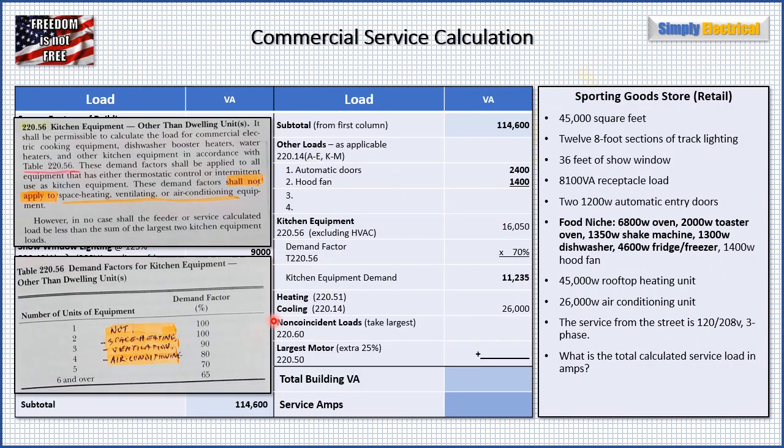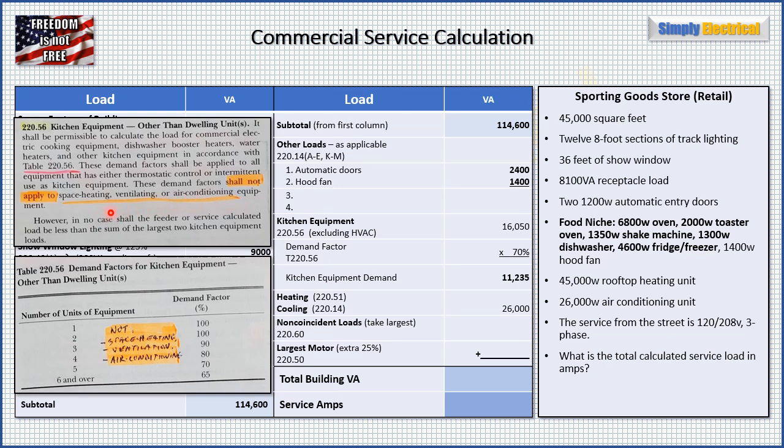Okay, next thing is kitchen equipment. 220.56, kitchen equipment other than dwelling units. It shall be permissible to calculate the load for commercial electric cooking equipment, dishwasher booster heaters, water heaters, and other kitchen equipment in accordance with table 220.56. These demand factors shall be applied to all equipment that has either thermostatic control or intermittent use as kitchen equipment. These demand factors shall not apply to space heating, ventilating, or air conditioning equipment.